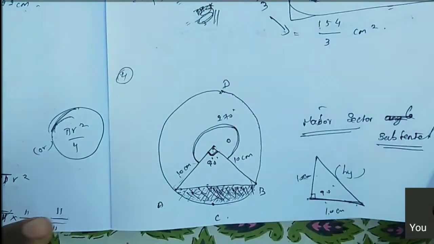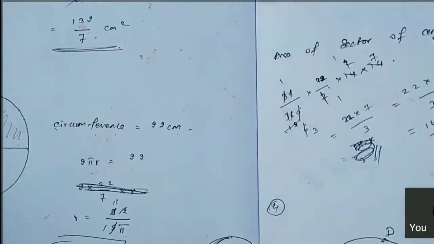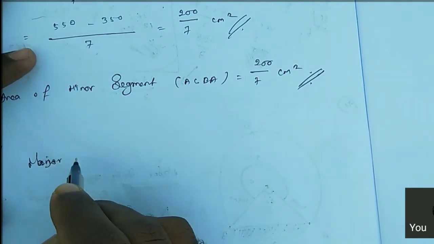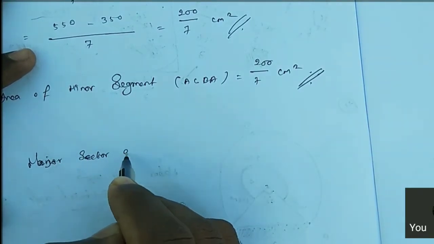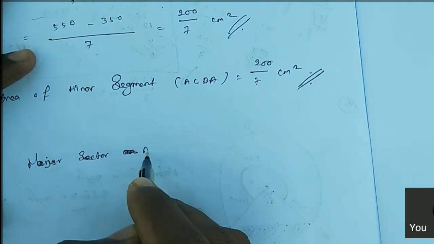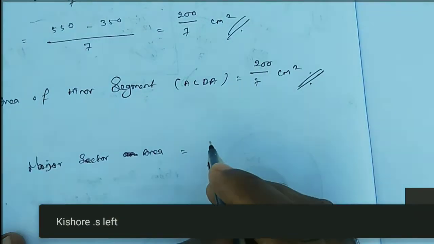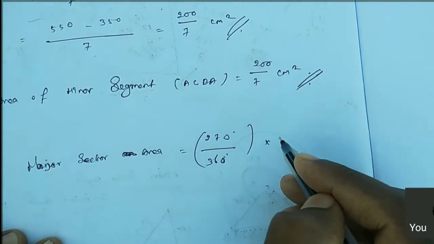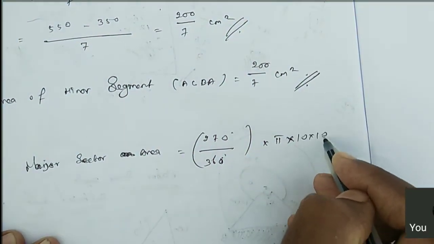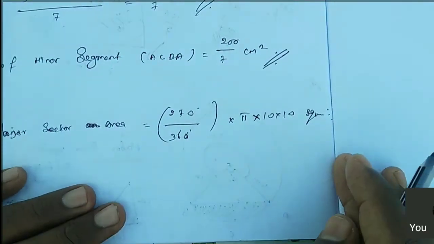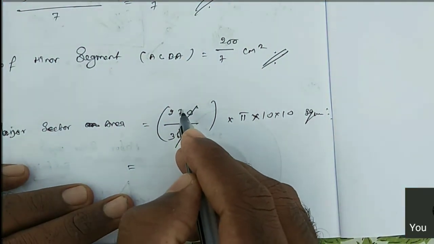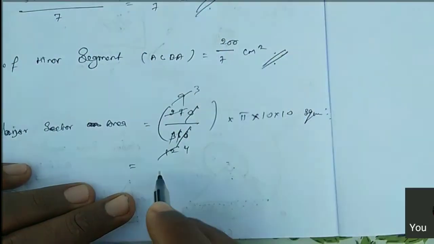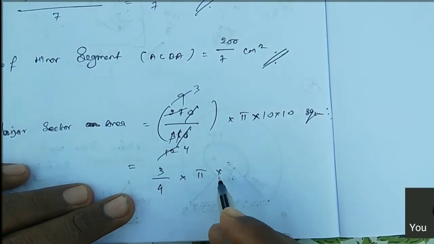So now we can find the area of the major sector. As usual, we take theta and radius. Area of the major sector is equal to 270 degree by 360 degree into pi into r squared, 10 into 10 square units, right? So cancel. Here 3 table, 9 3s are 27, 12 3s are 36. So 3 by 4 into pi into 10 into 10.